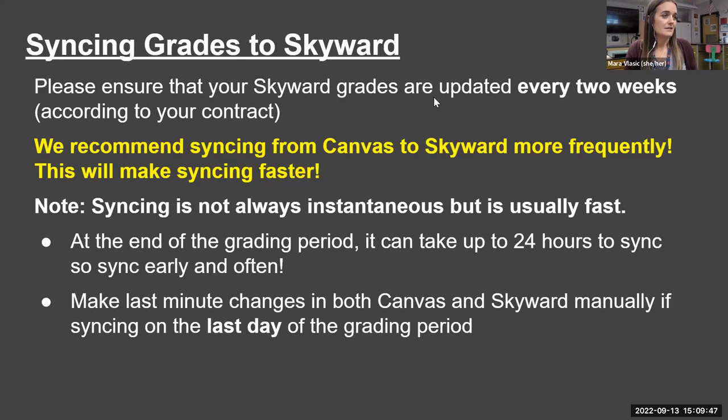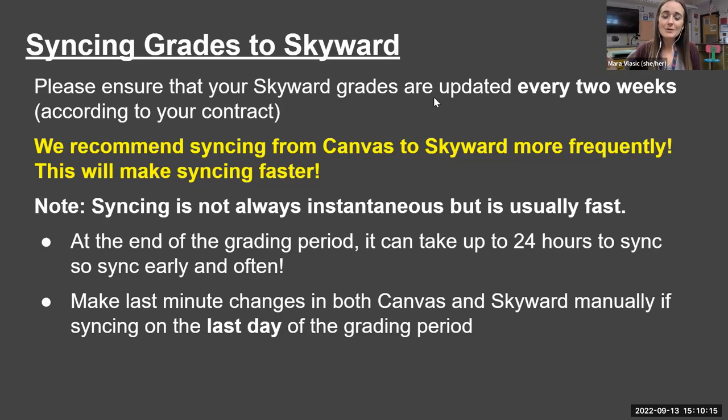Okay, according to your contract, your Skyward grades need to be up to date every 2 weeks. We recommend syncing from Canvas to Skyward more frequently if you plan to sync grades, because then your grades are always up to date as you grade things in Canvas, and those go to Skyward. The syncing is not always instantaneous, but it's usually fast. So you should see them within a minute or so in Skyward, except at the end of the grading period.